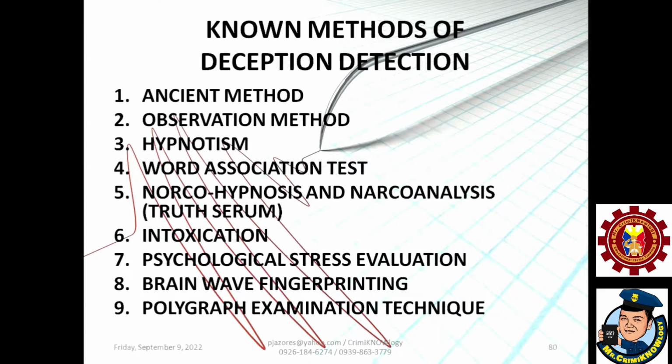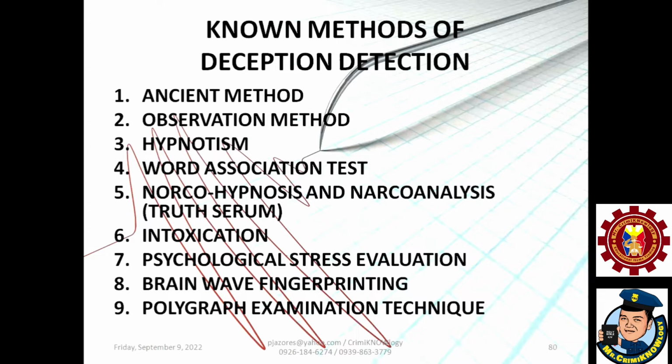First, we have the ancient method. Second, we have the observation method. Third, we have hypnotism. Fourth, we have the word association test. Fifth, we have hypnosis and narcoanalysis, or what we commonly know as the truth serum. Sixth is intoxication. Seventh is the psychological stress evaluation. Eighth is brainwave fingerprinting. And we have the ninth, which is the polygraph examination technique.